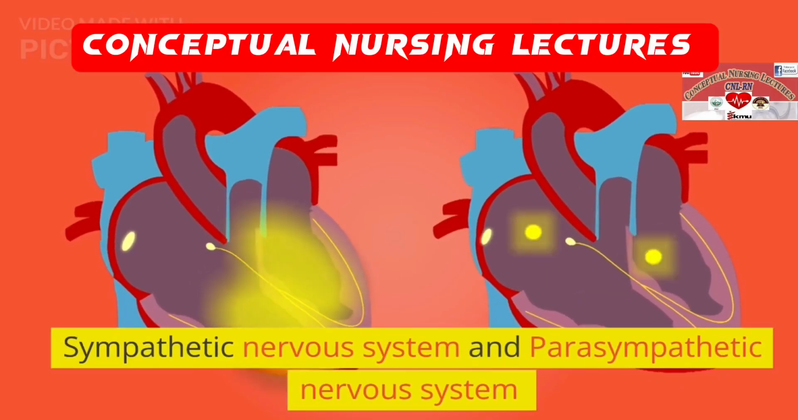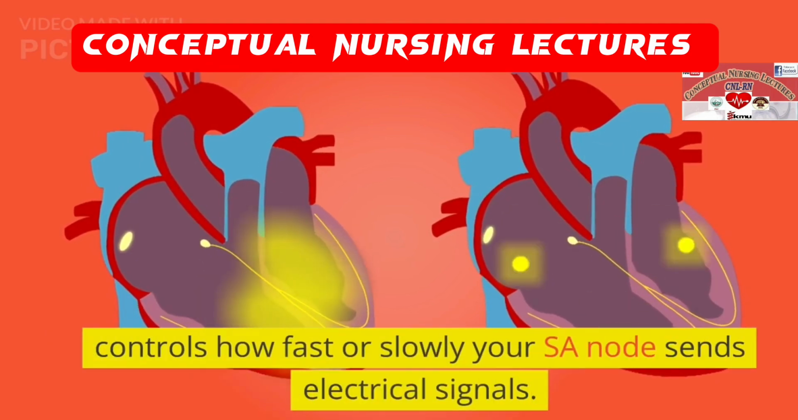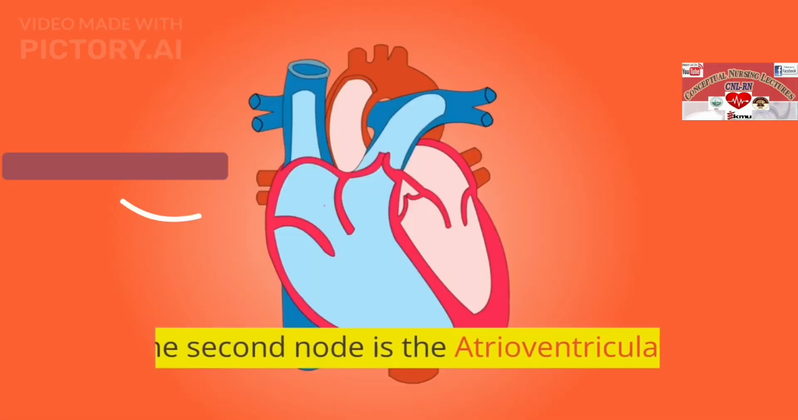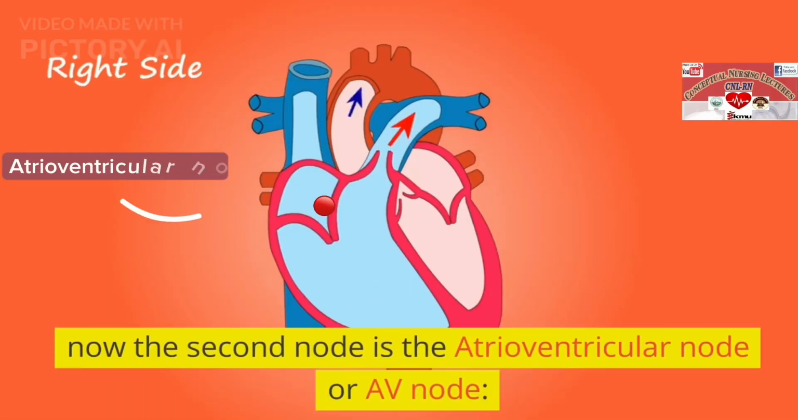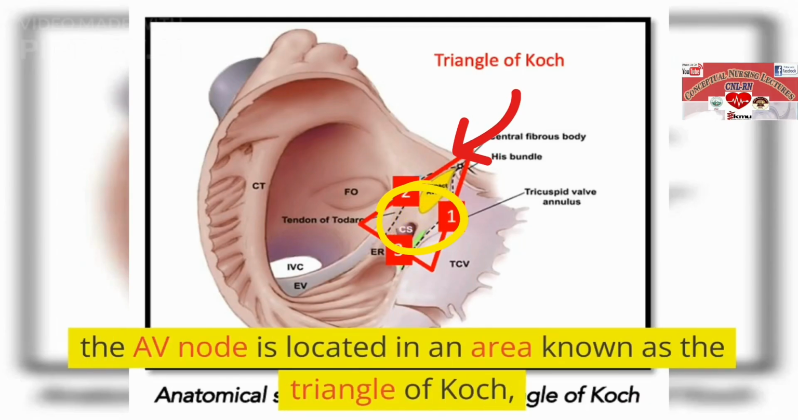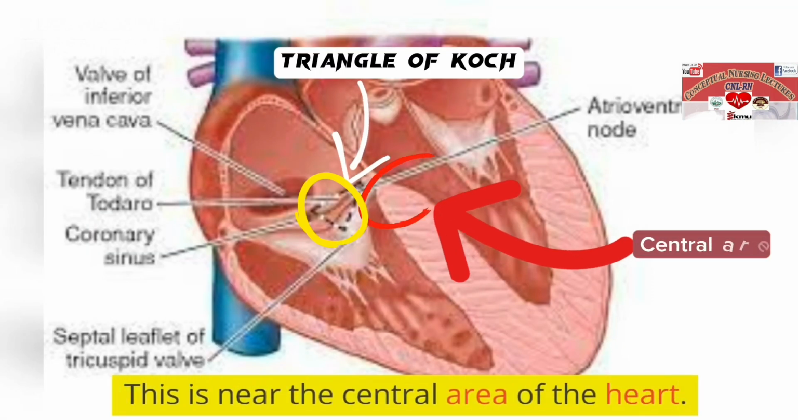The sympathetic nervous system and parasympathetic nervous system control how fast or slowly your SA node sends electrical signals. Now the second node is the atrioventricular node or AV node. The AV node is located in an area known as the Triangle of Koch. This is near the central area of the heart.